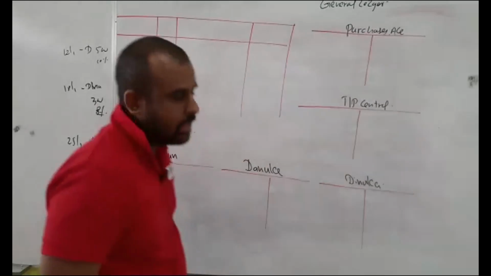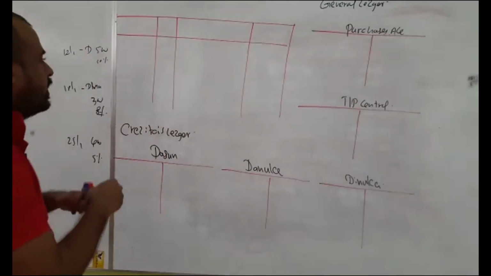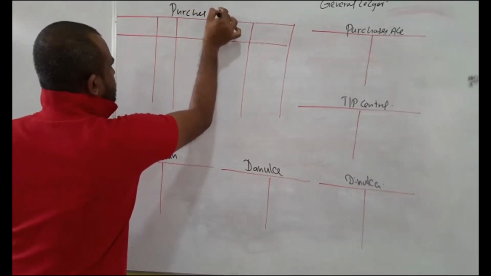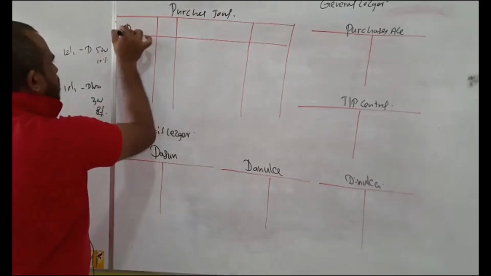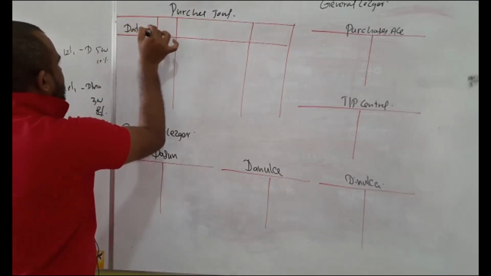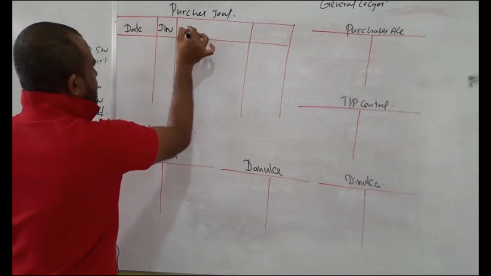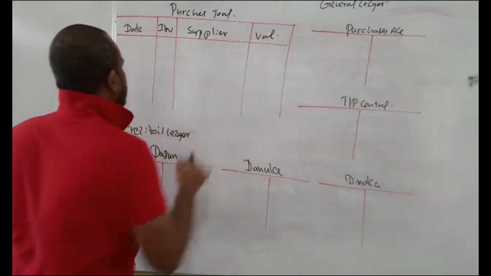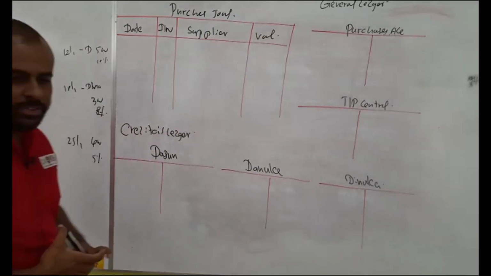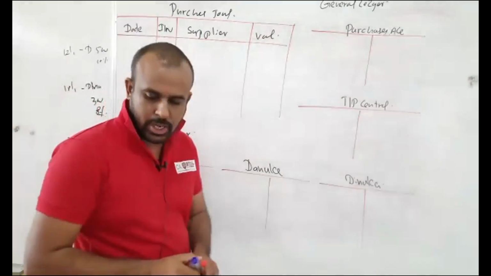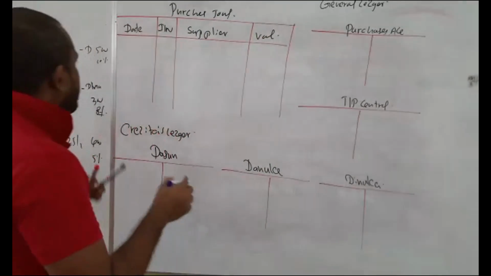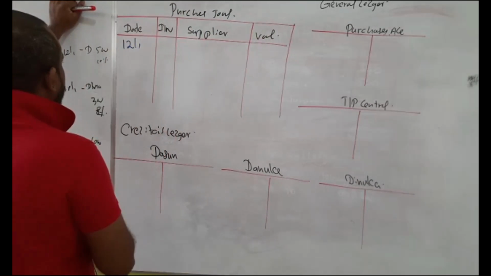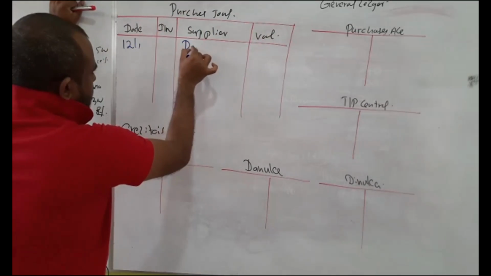Okay. Very similar to the previous question. You wanted to have the purchases journal. What information do you want to have? Their date, invoice number, supplier, and the value. Right. What was the first transaction? On 12 January, you did a credit purchase from Dasun.